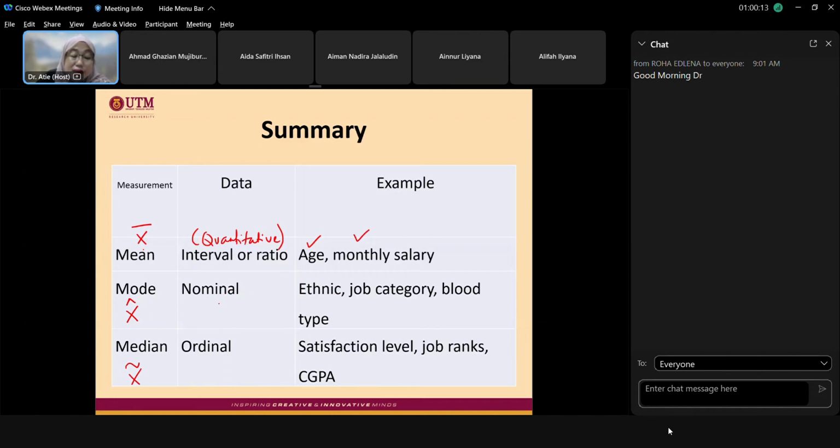And the median is more suitable when we want to report on ordinal data. For example, satisfaction level, job ranks, and also CGPA. You can find this on page 28. So when you write your report and your thesis, especially in your chapter 4, make sure you use the right measurement for the suitable data or variable.